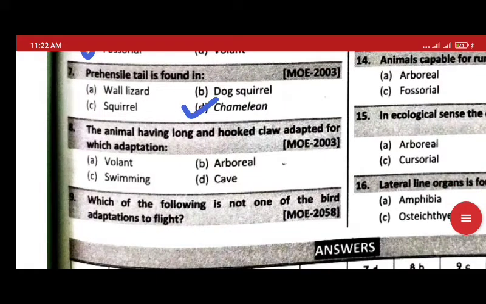The animal having long and hooked claws is adapted for which adaptation? So long and hooked claw. Claw is for climbing, so you should go for arboreal, because this is for climbing.